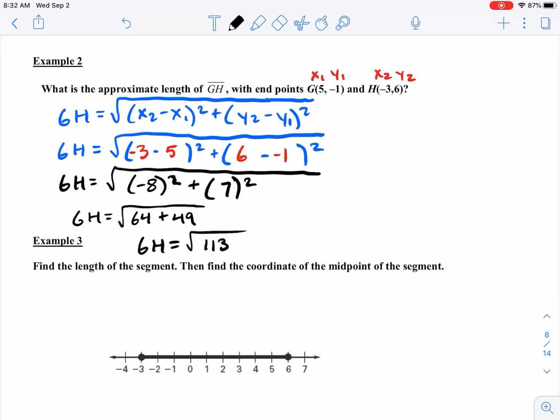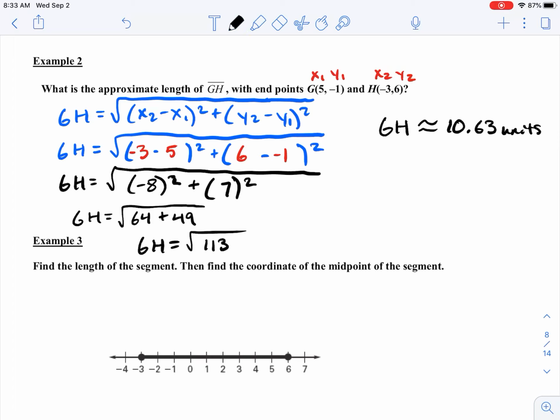And so now let's talk about the final answer. If I put this into a calculator, I shouldn't say equal, the distance from G to H is approximately, and I put square root of 113 in a calculator, I got about 10.63. Do not forget your units. This squiggly means approximately because I am rounding. It is not exactly 10.63.